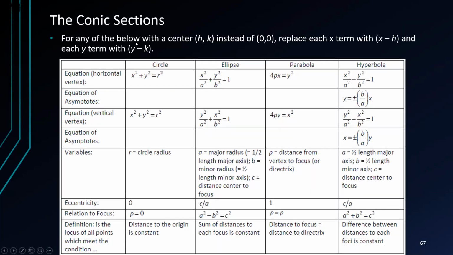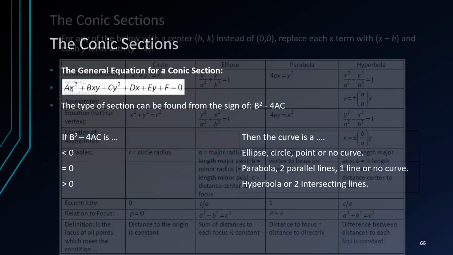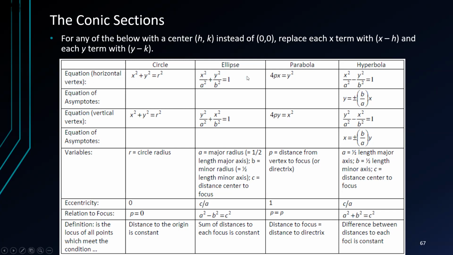So, for any of the below with a center (h, k) instead of (0, 0), replace its x term with x minus h and its y term with y minus k. So, these are the equations: circle, ellipse, parabola, hyperbola. Equations, horizontal vertex first. Circle: x squared plus y squared is equal to r squared. Ellipse: x squared over a squared plus y squared over b squared. Parabola, horizontal vertex: 4px is equal to y squared. Vertical vertex: 4py is equal to x squared. Hyperbola, same.